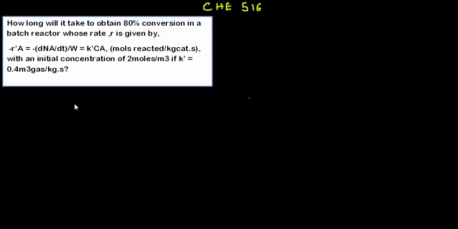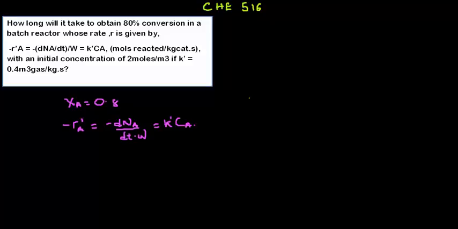The question says, how long will it take to obtain 80% conversion? So this means your XA is equal to 80%, 0.8, in a batch reactor whose rate is given by minus RA prime. The prime here is telling us that we're dealing with a catalytic based reactor. The rate is minus dNA over dt, which is also the same thing as minus dCA over dt equals k prime CA.